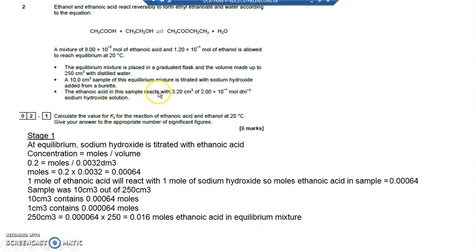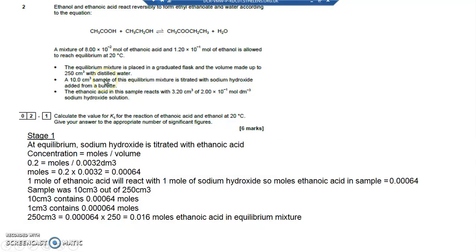What's it reacting with? Well, it's been titrated with this mixture, so it's going to react with the ethanoic acid. Sodium hydroxide is a base and it reacts with acid. So sodium hydroxide and ethanoic acid will make water and a salt called sodium ethanoate. And 1 mole of sodium hydroxide will react with 1 mole of ethanoic acid. But I haven't got 1 mole of sodium hydroxide, I've only got 0.00064 moles. So therefore 0.00064 moles of ethanoic acid are in the sample. I've just found out how much ethanoic acid is in the sample.